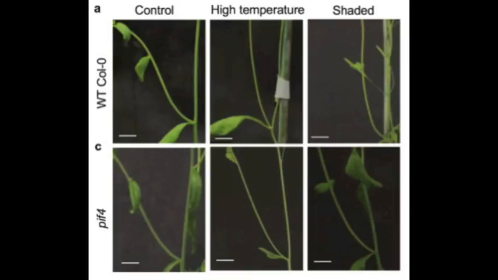And again, we looked at high temperature at 28 degrees, and we found those shoot branches are growing at a more vertical angle. And again, this is something that's independent of PIF4, and PIF4 had also been implicated in high temperature responses. So that was the shoot side of it.